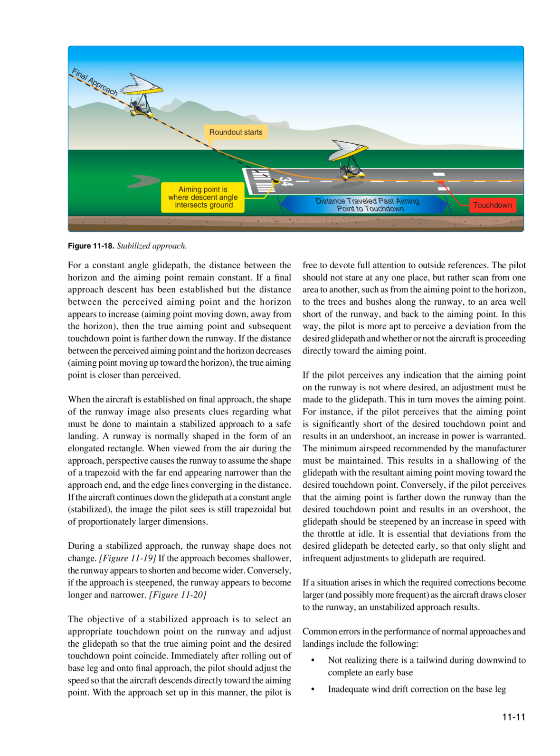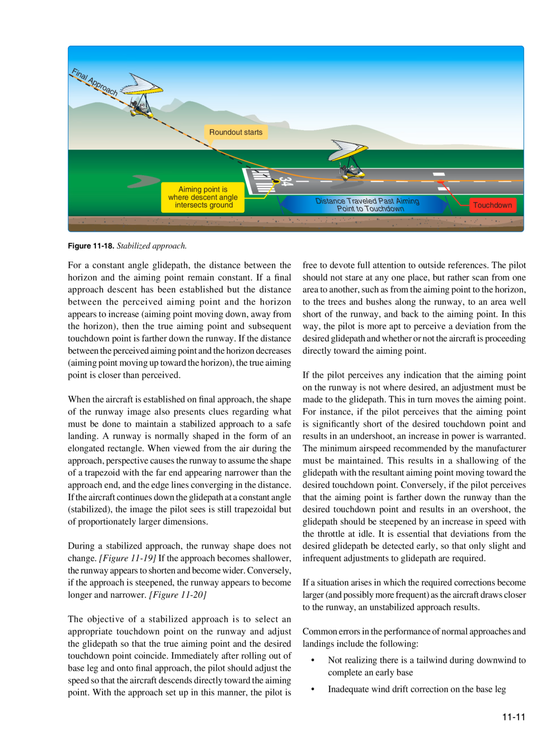If the pilot perceives any indication that the aiming point on the runway is not where desired, an adjustment must be made to the glide path. This in turn moves the aiming point. For instance, if the pilot perceives that the aiming point is significantly short of the desired touchdown point and results in an undershoot, an increase in power is warranted. The minimum airspeed recommended by the manufacturer must be maintained. This results in a shallowing of the glide path with the resultant aiming point moving toward the desired touchdown point.